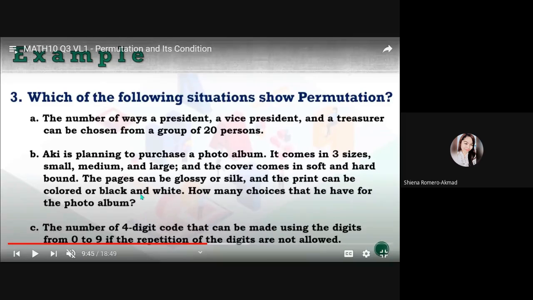It says there that he is choosing which size, what kind of cover, what the pages look like, and what kind of print his photo album will have. Do you think it's permutation? Is it yes or no? Yes. No. I got confused. There are yes and there are no. So I want you to raise your hand if your answer is yes. At the count of 3, 1, 2, 3.